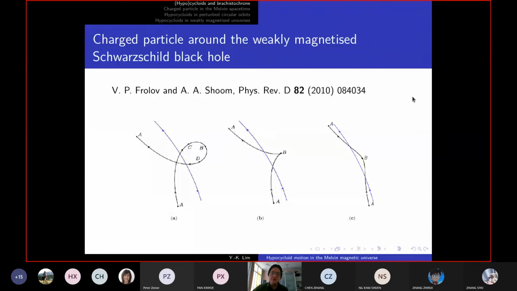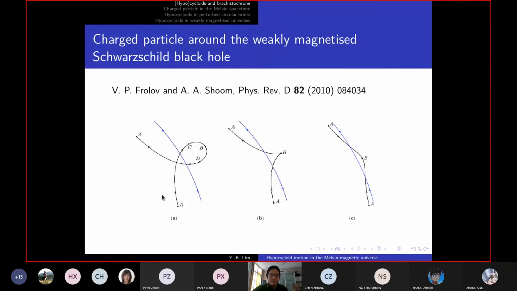So where else in physics do cycloids and hypocycloids occur? Usually they happen when there is the interaction between two different forces, where one force is always constant and the other force is velocity dependent. It happens if you consider a charged particle around a weakly magnetized Schwarzschild black hole. This is an approximate solution. You solve Einstein gravity and then you put a magnetic field here such that it does not affect the gravity. But if you put a charged particle, there's still a magnetic force, and the second force is the gravitational force.